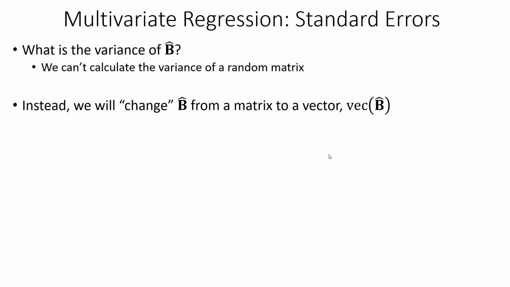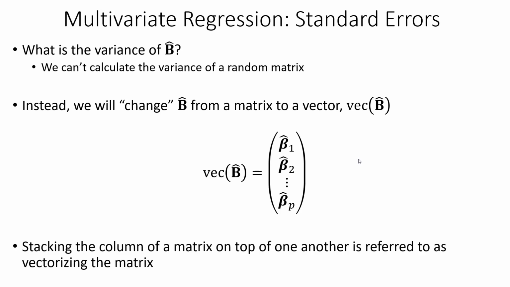So what we'll do is change B from a matrix to a vector, what we refer to as vectorizing it. Essentially, we're just going to take each column of B and stack them one on top of one another. So this will have q plus 1 elements, this will have q plus 1 elements, and this will have q plus 1 elements. So essentially, we're making one really long vector, and then we'll try to find the variance of this entire vector in and of itself. And again, if you take a matrix and stack the columns one on top of another, we refer to it as vectorizing the matrix.